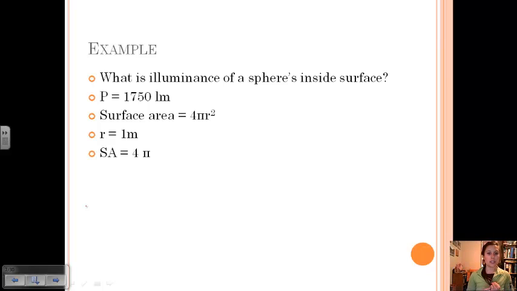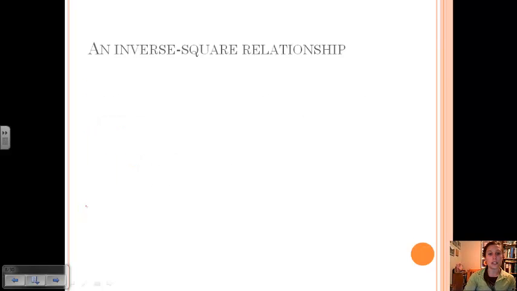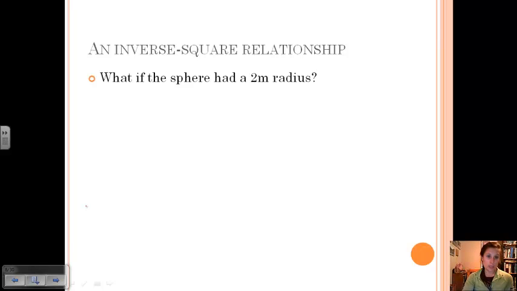And so we know the surface area then, excuse me, is just 4 pi. So if we want to calculate the lux, or the illuminance, this is the luminous flux over 4 pi, because we know how much light is being emitted and we need to look at the surface of the sphere. And so that gives us 139 lux. Okay, well, let's look at the relationship between these two variables.